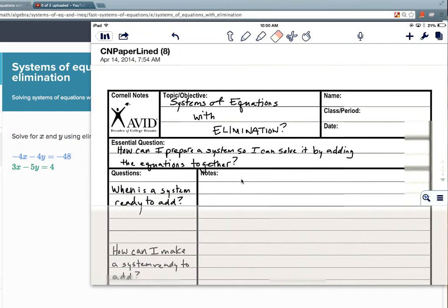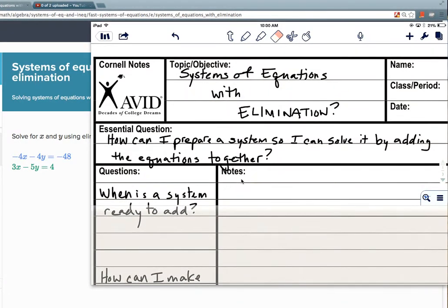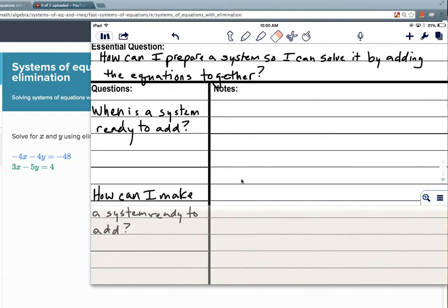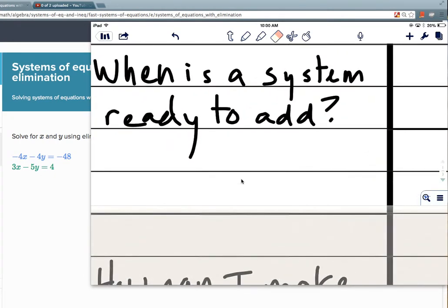The essential question that we are dealing with here is how can I prepare a system so that I can solve it by adding the equations together? And so if you need to take a moment to write all that stuff down, just pause the video and then catch up with me. When is a system ready to add is our first important question.